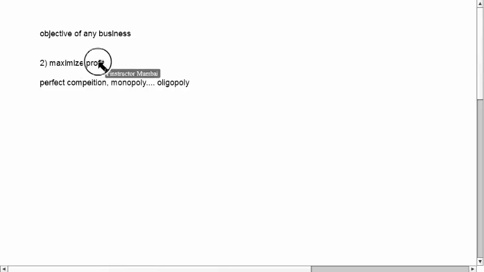Is it option 1 or 2? We will study various market structures. We studied perfect competition already. We will study monopoly, monopolistic competition, and oligopoly, and so on and so forth. It doesn't matter what structure a firm is operating in. The objective of every firm is to maximize profit. All firms exist to maximize profit for their shareholders.